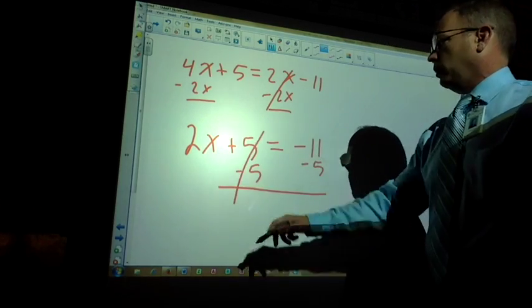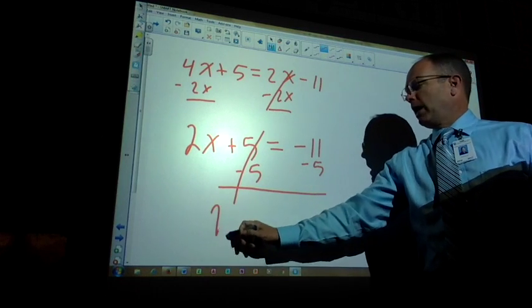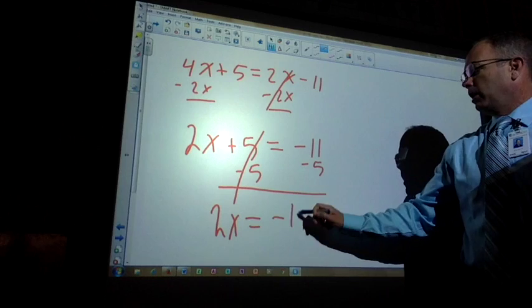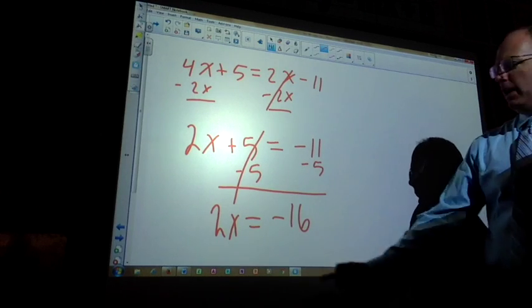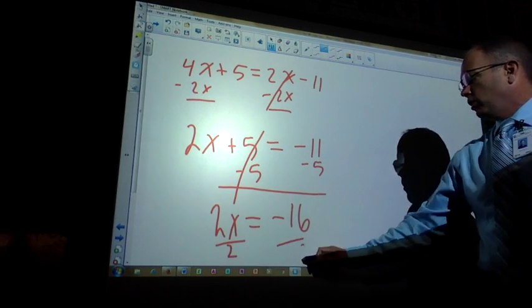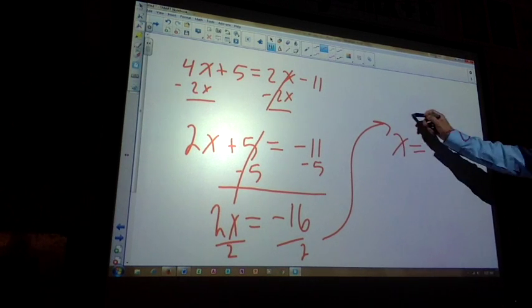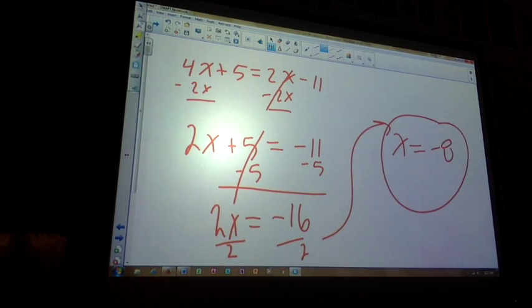Let's cancel. What do we get on the left? 2x. What do I get on the right? Negative 16, but close. And we'll undo this by dividing by 2. So we find, sweet! X equals negative 8. We're there. Love it.